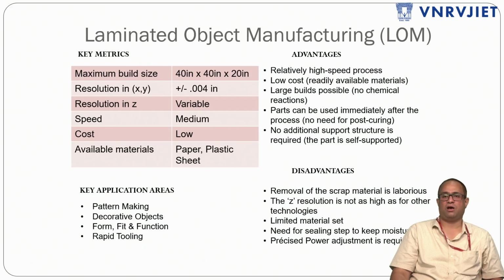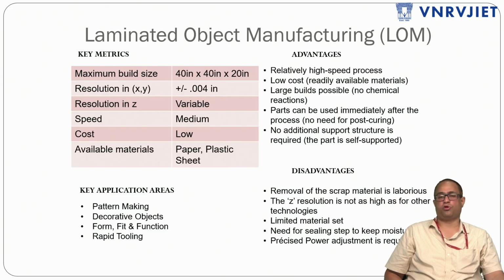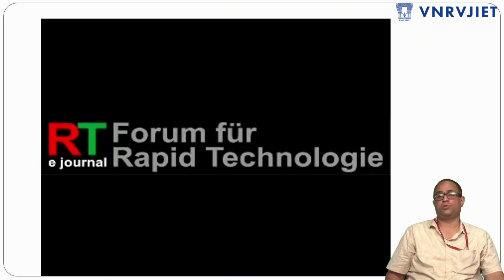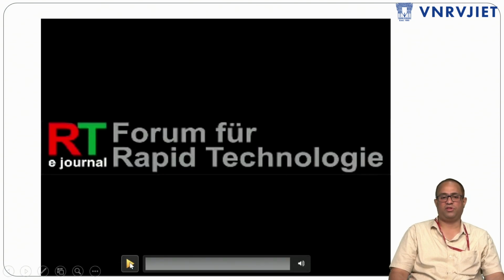The advantages are a relatively high speed process and low cost, because all the materials we use are readily available, and the part can be used immediately after the process. There is no additional support structure, because, as I told you, the cross hatches or dicing act as supports. Coming to the drawbacks, removal of the scrap is more tedious, the Z resolution is not as high as other technologies, there is a limited material set, and precise power adjustment is required. Post processing, removing the part from outside, is one more tedious task. Just have a look at the video of this.